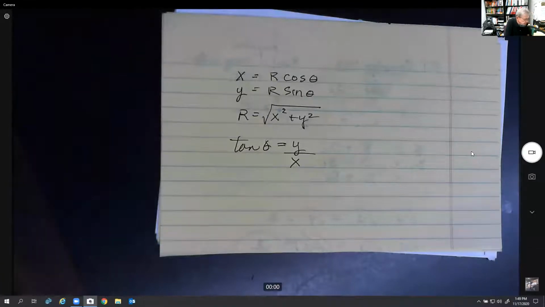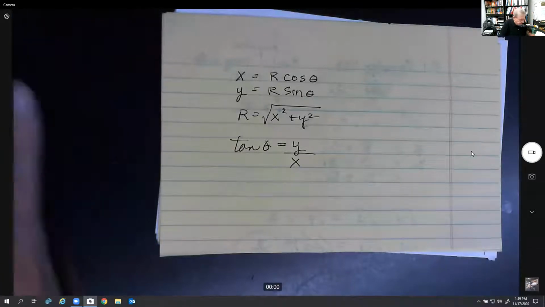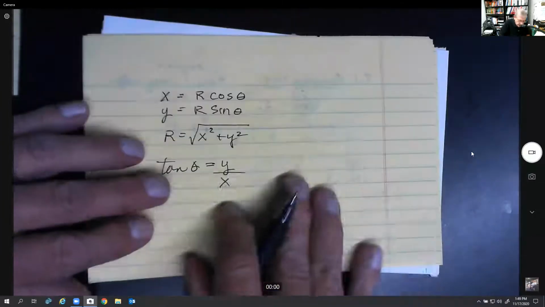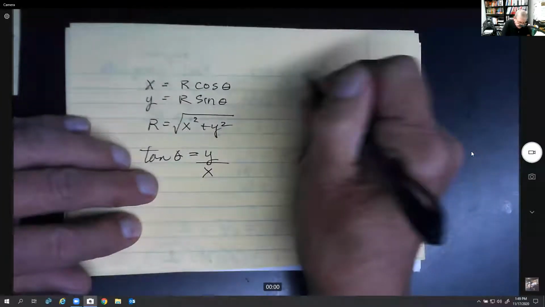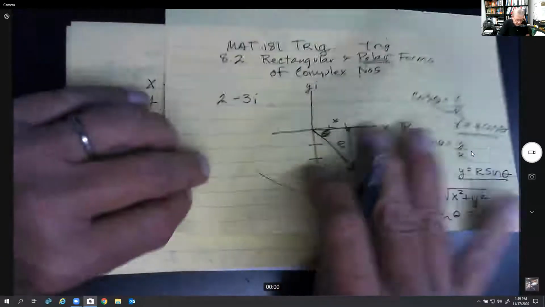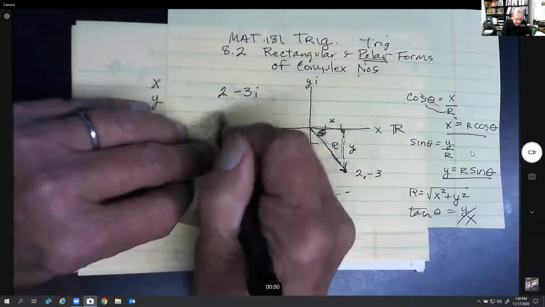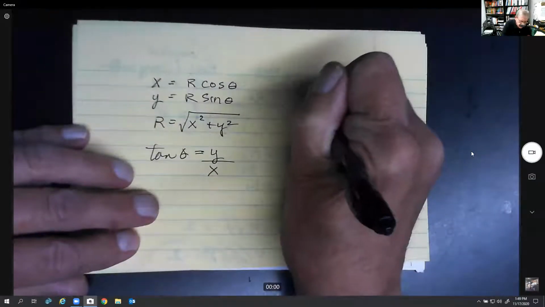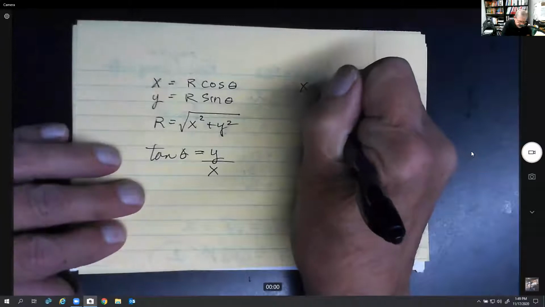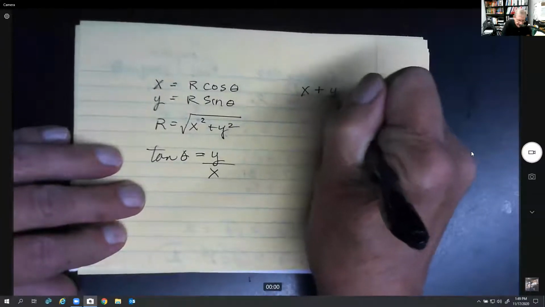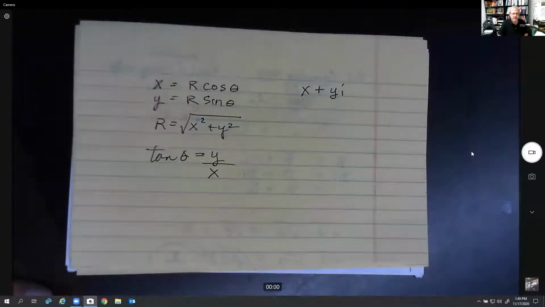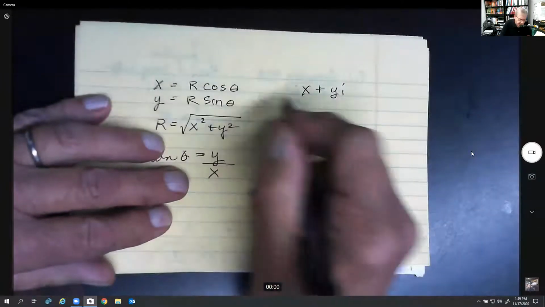Okay, so let's take a look at a problem written in the way we normally write this. Let's say we had 2 minus 3i, or we could have 2 plus 3i. So we could have x plus yi. But what is x? X is r cosine theta.